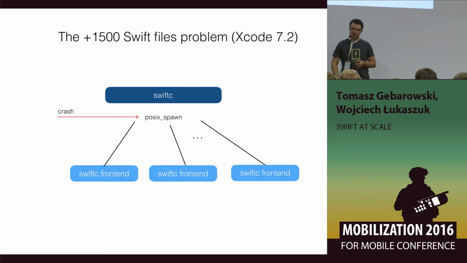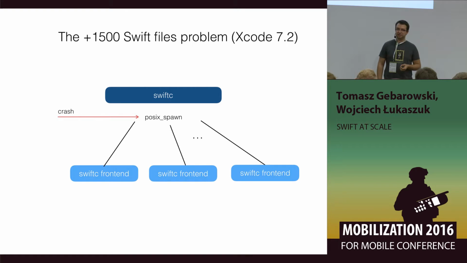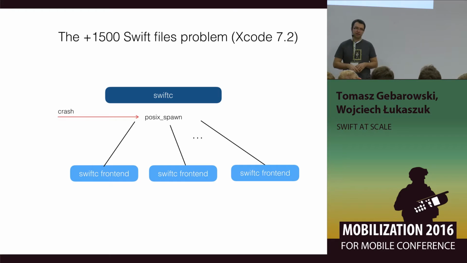Unfortunately, Apple open sourced Swift-C 5 days after we had that problem, so we started to check the source code and we traced down the problem. We discovered that the crash is in the POSIX spawn function that forks the processes, and when it gets too many arguments, it simply crashes. And we reported that problem to Apple, but in the meantime, we wanted to find some kind of workaround which would allow us to work with version 2 of Swift.